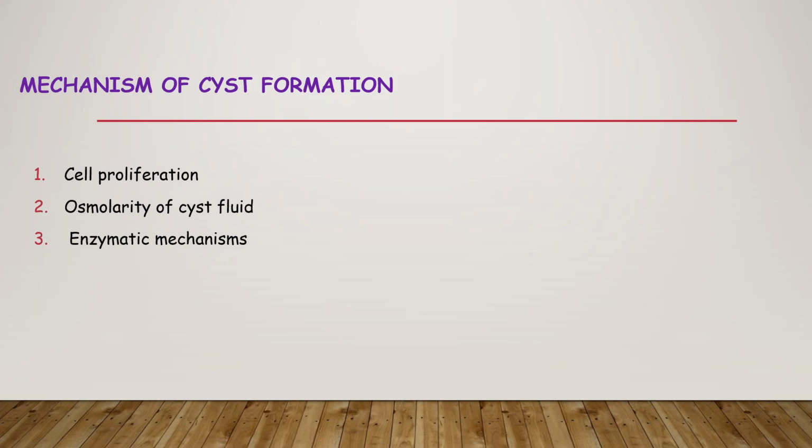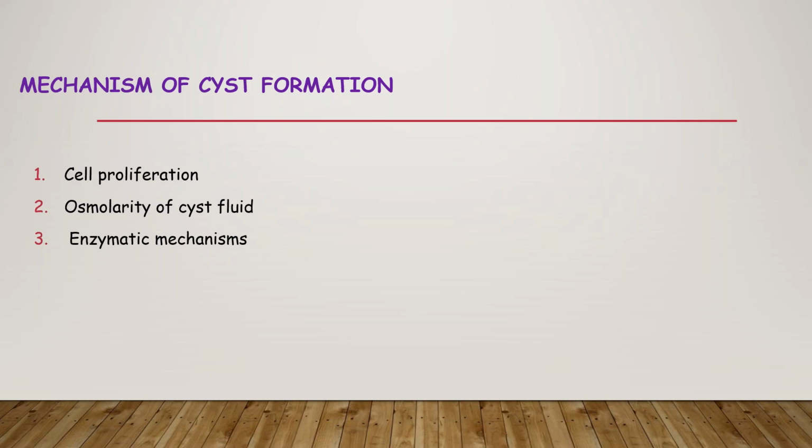In cell proliferation, as the odontogenic keratocyst is made up of preformative cells of dental lamina, they have an increased tendency for mitotic divisions. Increased mitotic activity of the cystic epithelial cells may contribute to the greater expansion or enlargement of the cyst. So these preformative cells of dental lamina are the cause for the cell proliferation and formation of the cyst. Next, osmolarity of the cyst fluid.